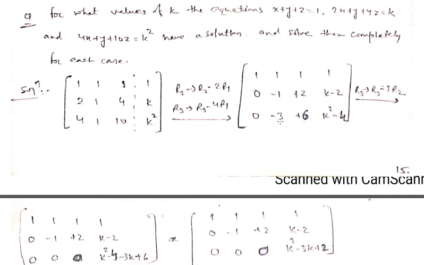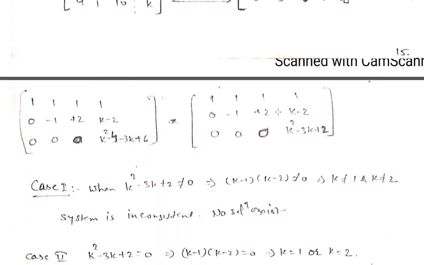Now we'll try to convert this minus 3 into 0. So we use the second row. The elementary transformation will be R3 replaced with R3 minus 3R2. In that case, this place will become 0, and we get this resultant echelon form. Or we can say when we simplify this term, it can be written in this form.